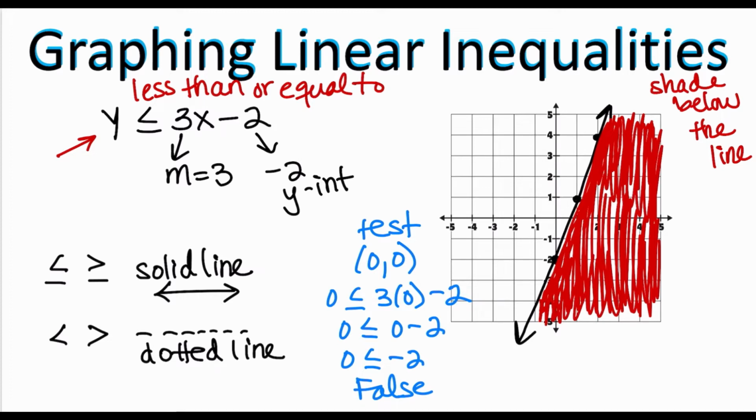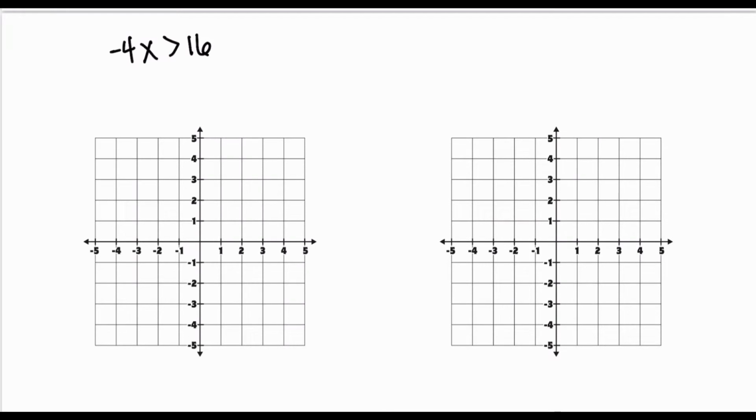Let's try another problem. So let's take a look at the screen in front of you. It says negative 4x is greater than 16. In this case, I have no y at all. I don't know if you remember, but when you have an x only and you don't have a y, that means that we have a vertical line. In order for me to graph this vertical line, I'm going to have to get the x by itself. So I'm going to divide both sides by negative 4.